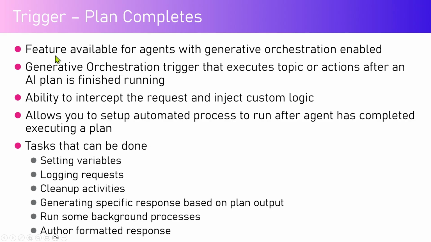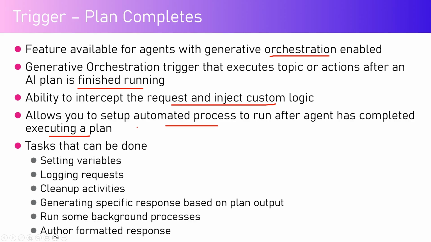Trigger Plan Complete: a feature available for agents with generative orchestration enabled. So this feature is only available if you have generative orchestration enabled. It is a generative orchestration trigger that executes topics or actions after an AI plan has finished running. When an AI plan is completed, you will be able to intercept the request and perform some operations. You have the ability to intercept the request and inject custom logic. It basically allows you to set up an automated process to run after the agent has completed executing a plan.